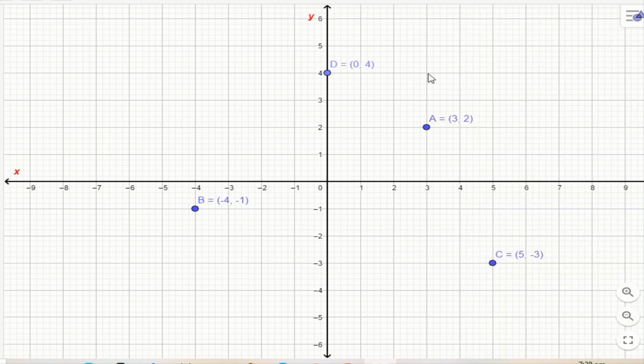Okay, that is how you plot a given point on a Cartesian plane.